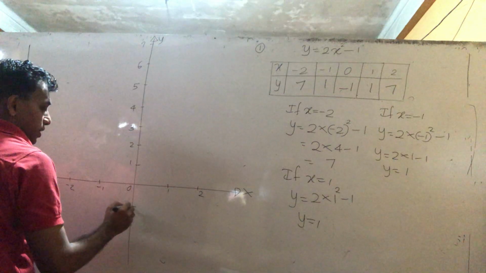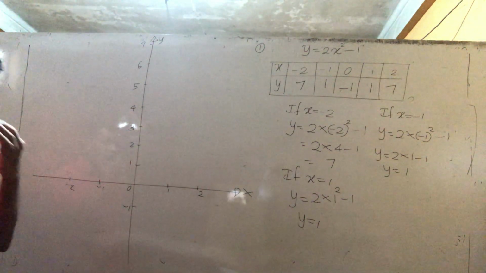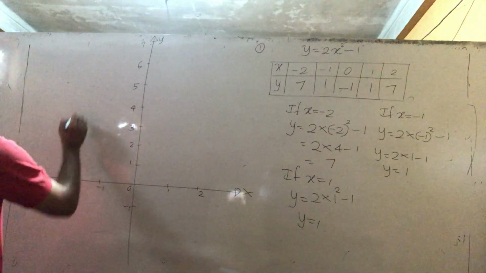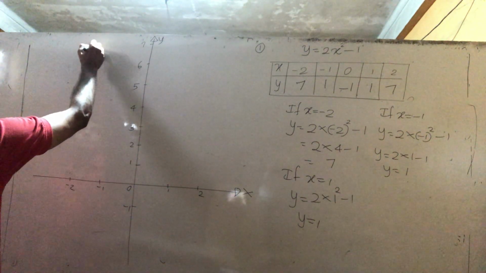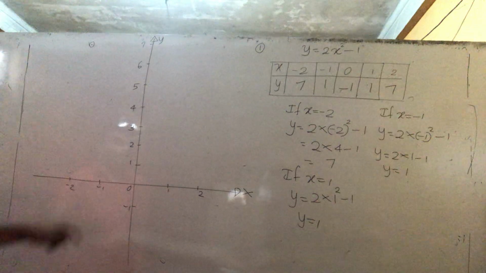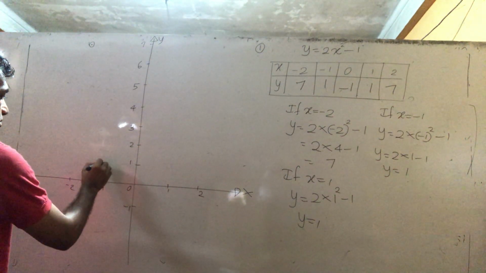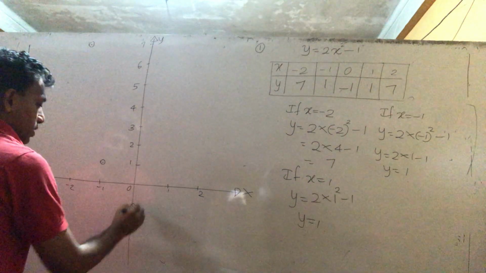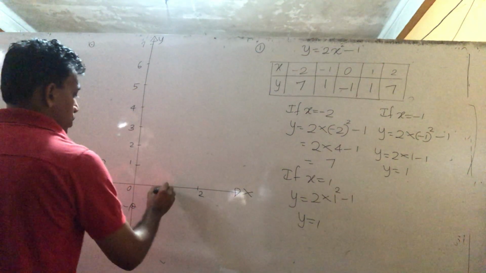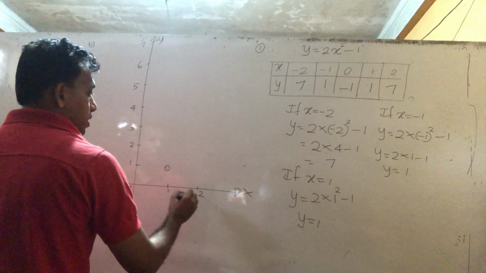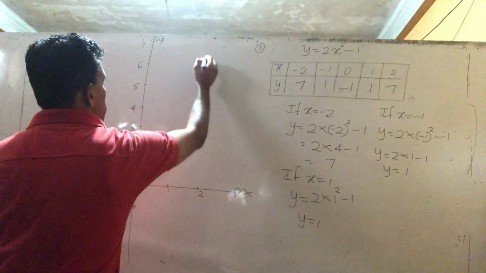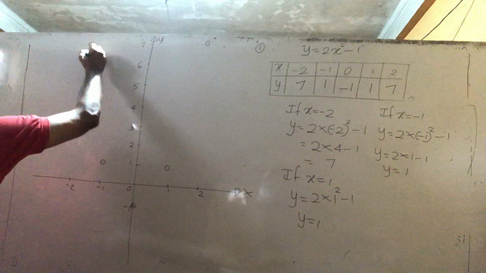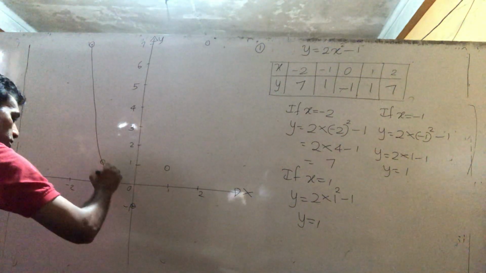So when x is minus 2, y is 7. x is minus 1, y is 1. x is 0, y is minus 1. x is 1, y is 1. x is 2, y is 7. Now draw a smooth curve, a minimum graph.